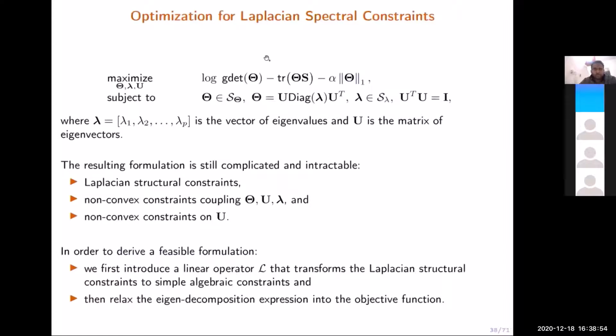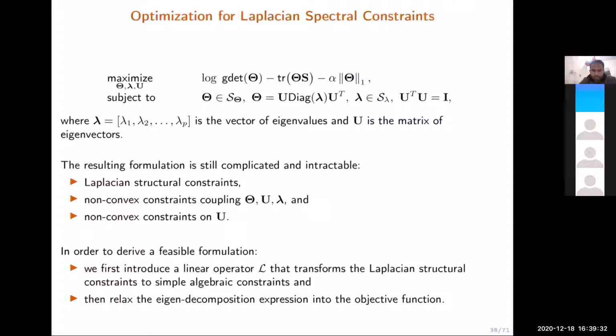So this is the problem we want to solve. In this talk, we will discuss the first formulation. Other formulations are also related, but it will take time. So let's see how we can solve this problem. What are the challenges here? First challenge is that theta belongs to the Laplacian structural constraints. Next, there are non-convex coupling constraints on theta, U, and lambda, and a non-convex orthogonality constraint on U. These are the things which make this optimization problem challenging. So we need some kind of relaxation, and we should justify the relaxation.